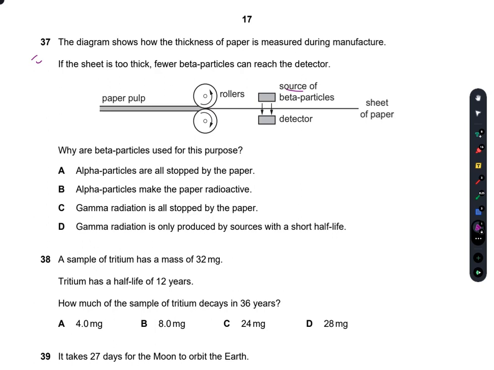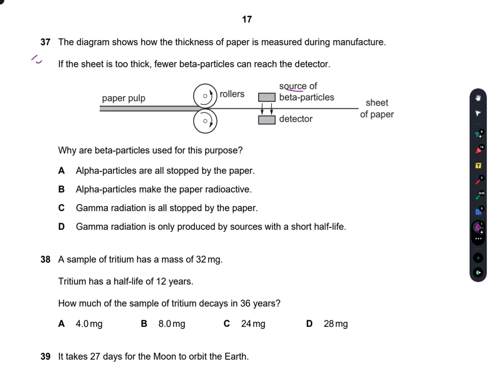So why are beta particles used for this purpose? Now you have to apply the concepts of penetrating ability here. Gamma rays are most penetrating. They can even penetrate through aluminum. Beta particles would not penetrate through aluminum, and alpha particles can also not penetrate through aluminum because they have a strong ionizing power and strong interacting power.